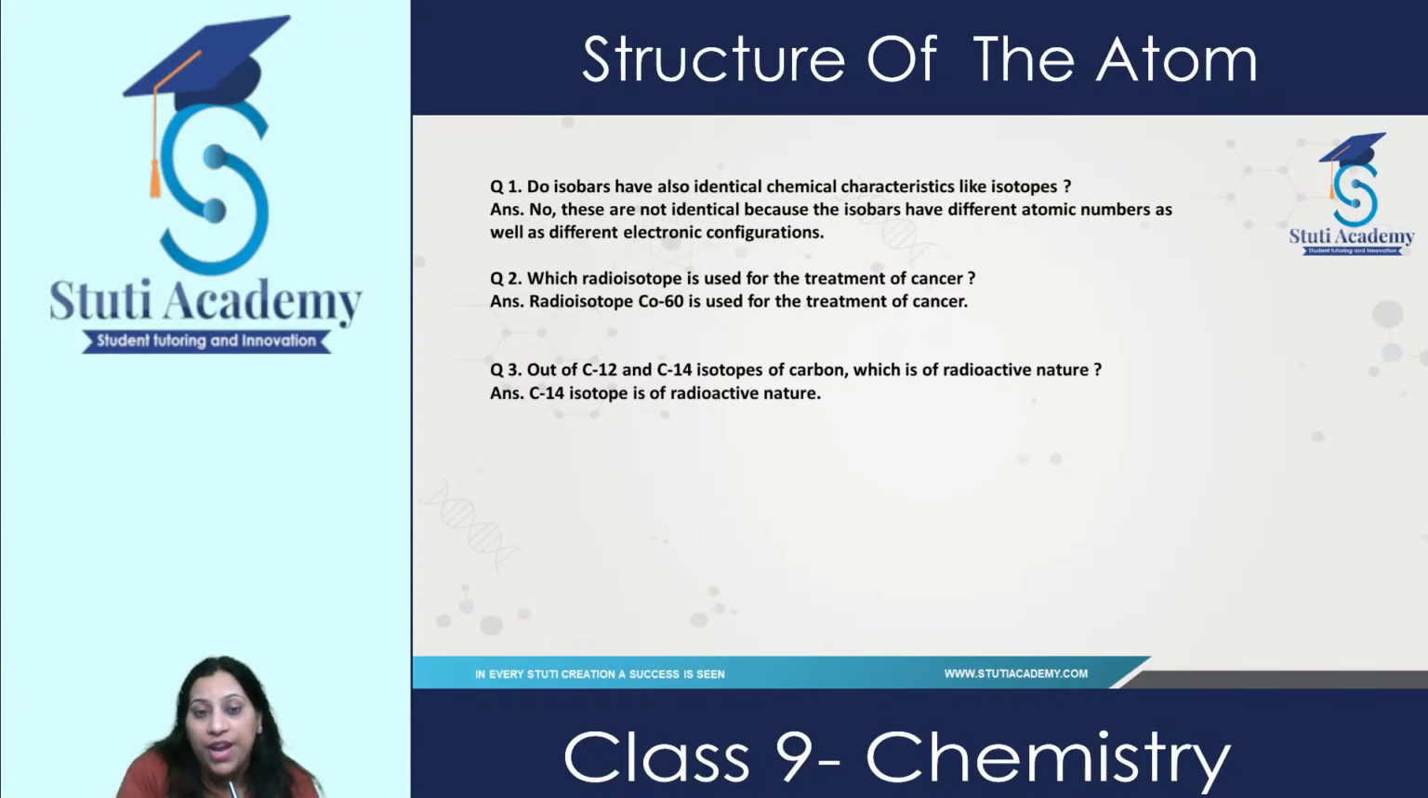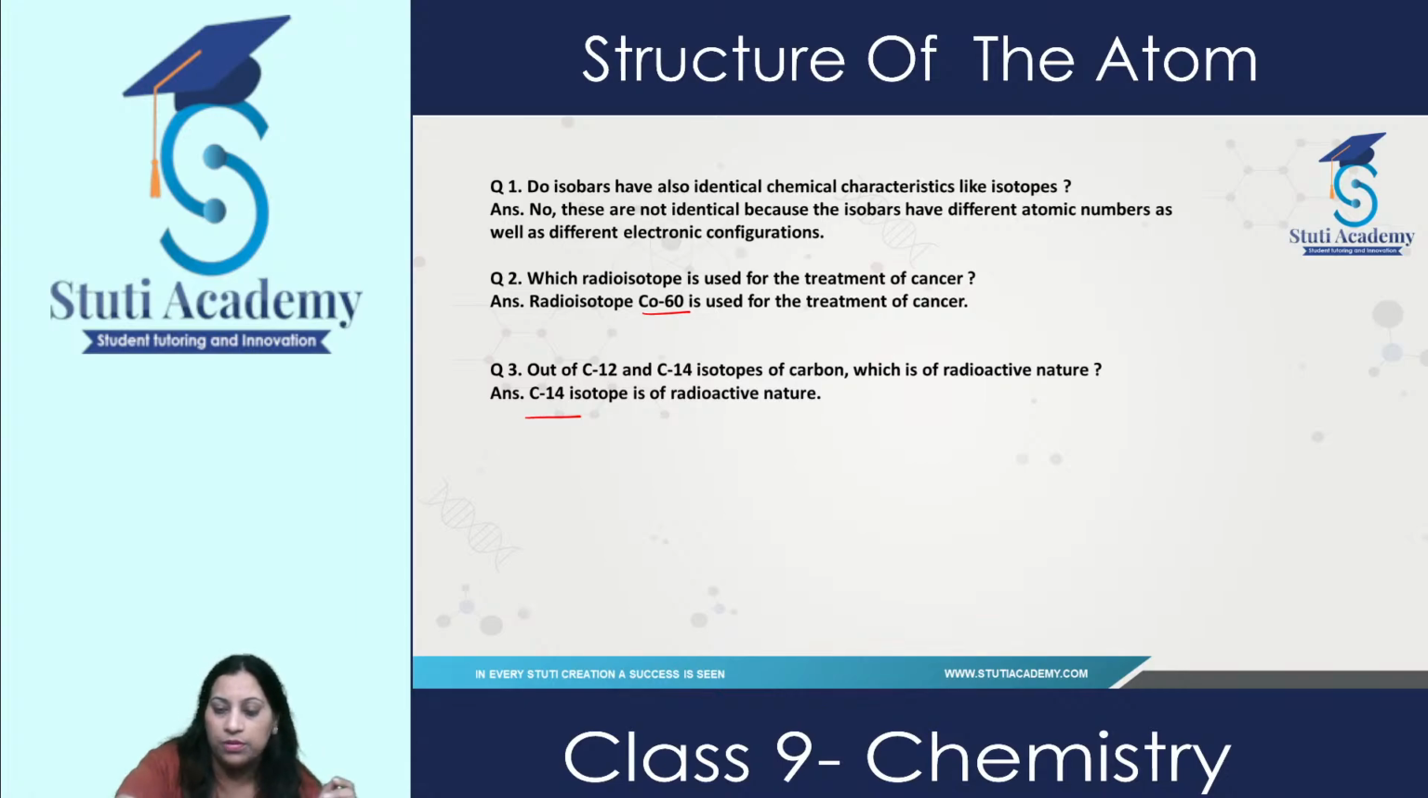Next is, which radioisotope is used for the treatment of cancer? It is cobalt-60. Out of C12 and C14, these two are isotopes of carbon, of which carbon-14 is radioactive in nature. These kinds of questions can come on the basis of isotopes and isobars. In the next class, I'll discuss a few important questions from this chapter.